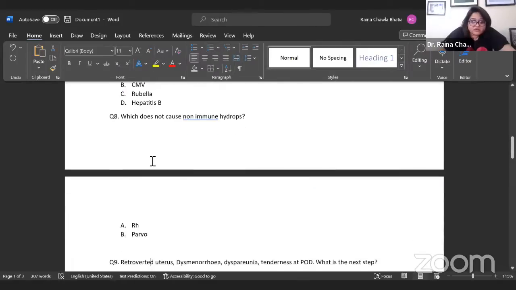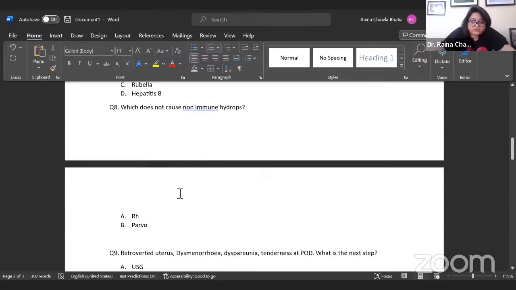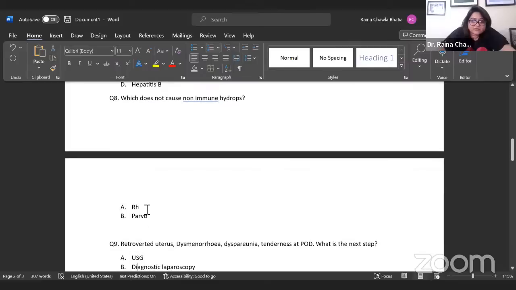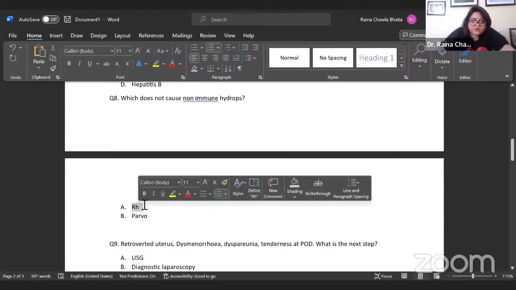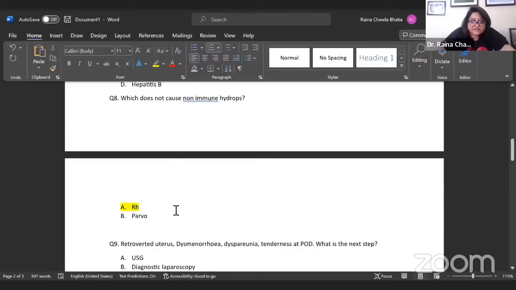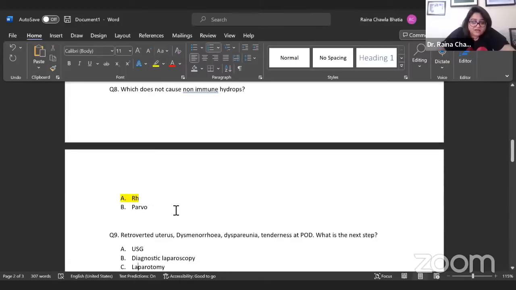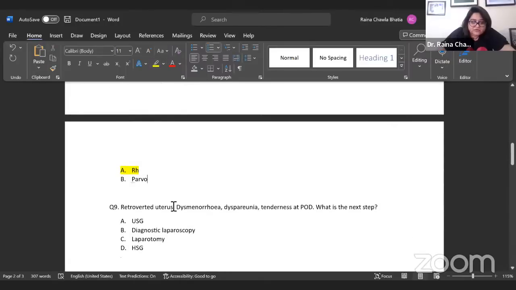Okay, which does not cause non-immune hydrops? This was a question. So non-immune hydrops, remember Rh, whenever the maternal antibodies are destroying fetal red cells, that would cause immune hydrops, okay? Not non-immune hydrops. Non-immune hydrops is caused by viruses, by congenital anomalies, by heart disease, by thalassemia. I think thalassemia is also an option.